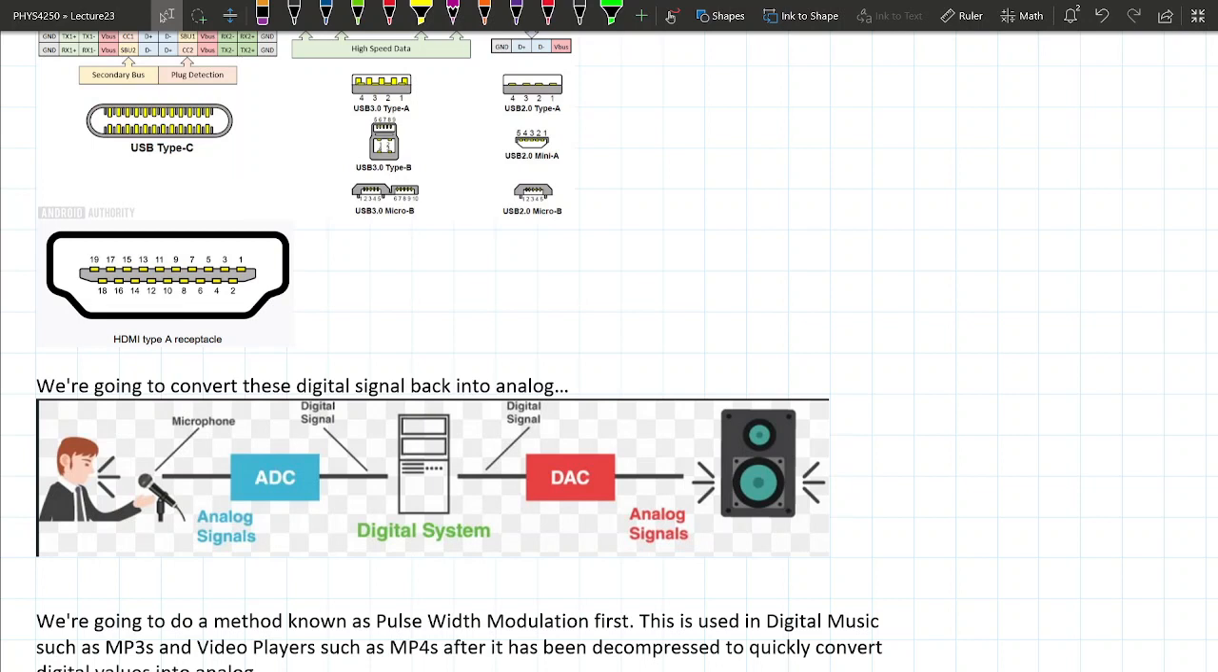Everything that happens in real life is actually analog, but all the processing happens in digital, because digital is just easier to deal with, so you don't have to worry about noise and stuff like that. Okay. So what I'm going to do this time is, let's say you have some digital system.